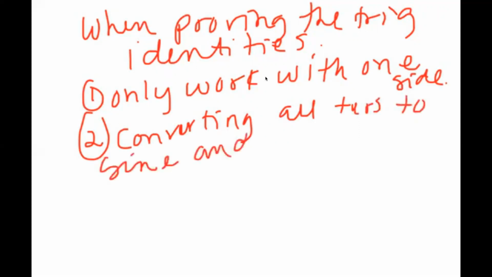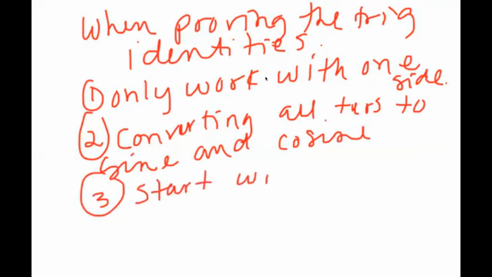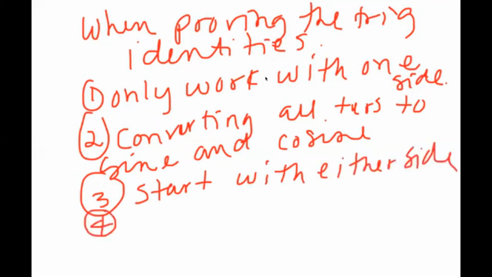Number 2, convert all terms to sine and cosine, guys. You're converting all terms to sine and cosine in their simplest form so that it makes more sense to you, because you're comfortable with sine and cosine. And so if you can do that, by all means, go ahead and do it. Sometimes you don't have to, but doing that, guys, actually helps with the process. Now, here's another one. Start with either side of the equation. Usually they want you to start with the more complicated side, okay?